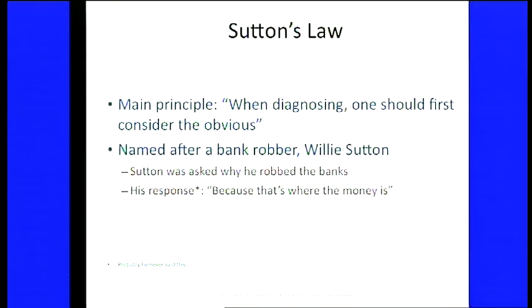Okay, Sutton's law says when diagnosing, one should first consider the obvious. And this came from a bank robber, Willie Sutton, because somebody was interested in asking him why he robbed the banks. And his answer was, because that's where the money is. Well, we don't know whether he actually said that, okay? Probably he didn't.